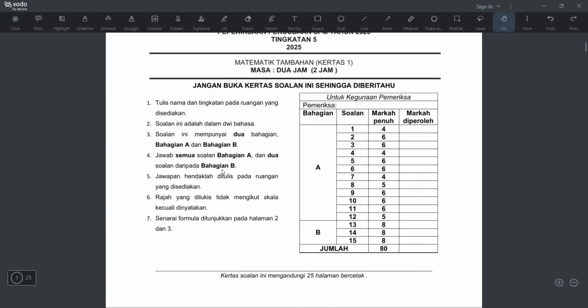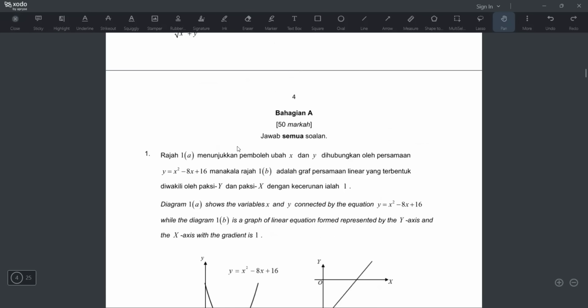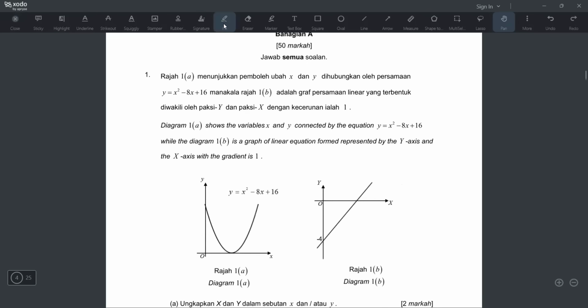Okay, let's start this paper now. Bahagian A, number 1. Alright, diagram 1A shows the variables x and y connected by this equation, while diagram 1B is the graph of a linear equation form represented by the Y-axis and the X-axis with the gradient 1.